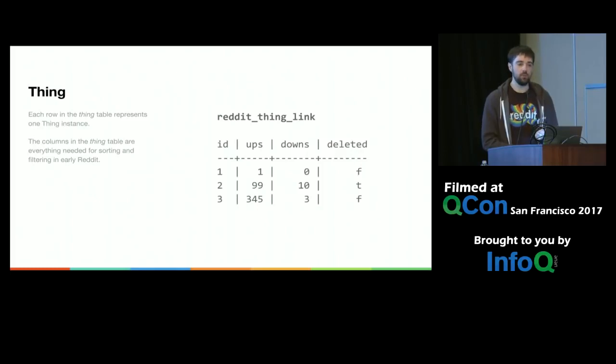The thing table looks like this. It's a little bit abbreviated, but the idea is that there's one row for each thing object that exists. And there's a set of fixed columns there, which covered everything that the original days Reddit needed to do the just basic select queries to run the site. So that's all the stuff that you would sort and filter on to make a listing back in the day.